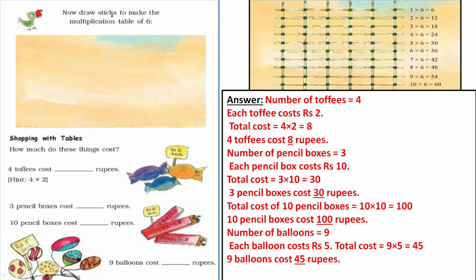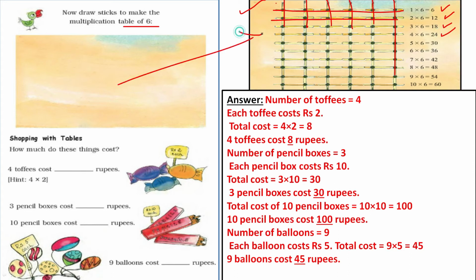Now draw sticks to make table of 6. Here you can find table of 6. Here 1 2 3 4 5 6 in vertical order. Then 1 table for writing, 1 6 is 6. Next 2 6s are 12, 3 6s are 18, 4 6s are 24, like that you can write the answers.